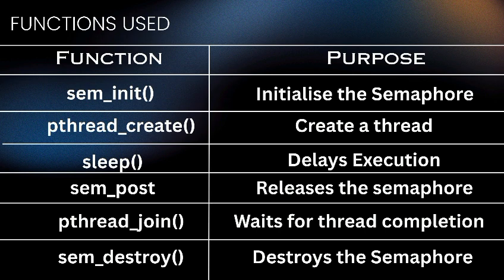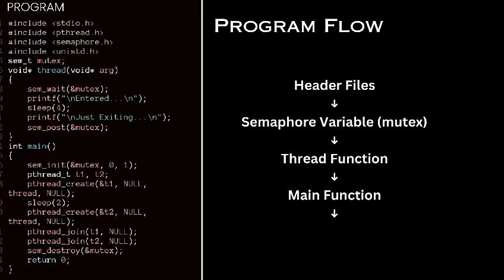And fifth function, pthread_join. This function waits until all the threads finish their execution. And finally, sem_destroy. This function destroys the semaphores and releases the allocated resources. These functions work together to synchronize the execution of multi-threads. Now let us understand the program step by step.